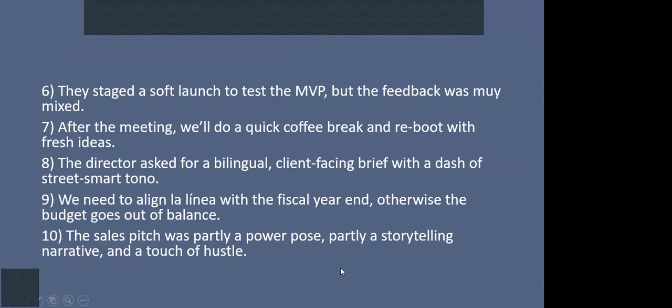Take a look at these others. Number 6, they staged a soft launch to test the MVP, but the feedback was muy fixed. So all of these hyperbolic forms, right, muy mixed.